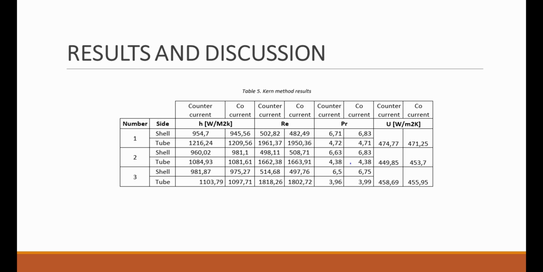Kern is a simplified method and doesn't consider that the shell flow has complex flow patterns. The results obtained are shown in table 5. In the Kern method, the heat transfer coefficient must be higher, but in this case it is smaller, probably due to calculation or assumption mistakes. It must be higher in this method because Bell-Delaware considers different flow patterns that affect the main one considered by the Kern method. In the result obtained by the Kern correlation, the tube still has the smaller coefficient, which is consistent with the Reynolds number. It is greater for the countercurrent arrangement as expected.